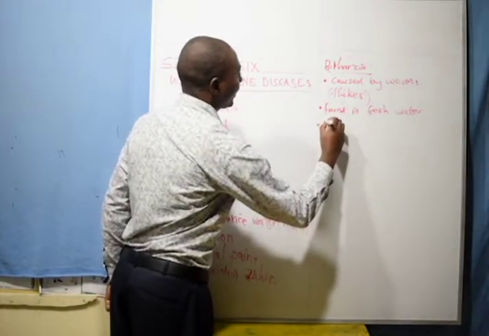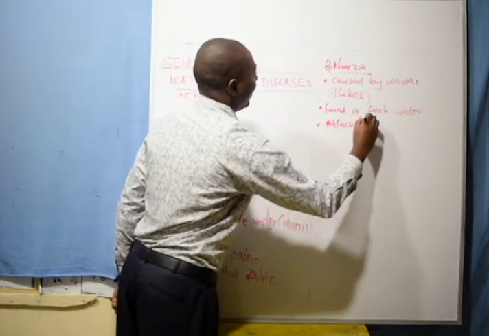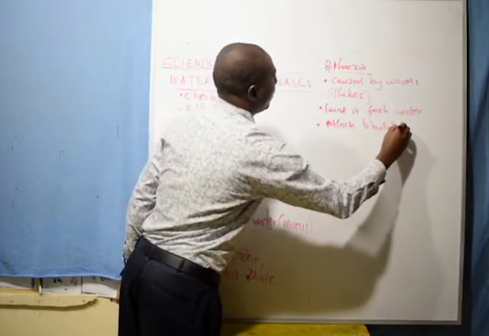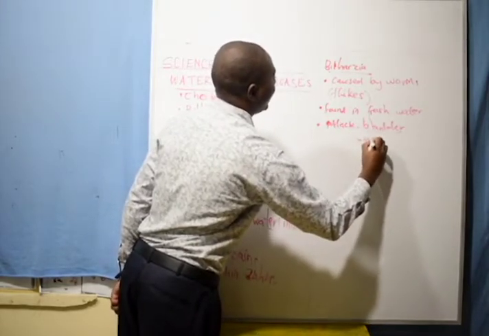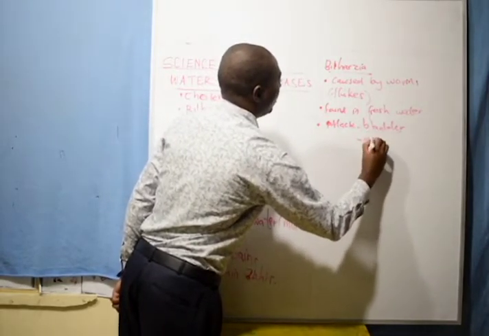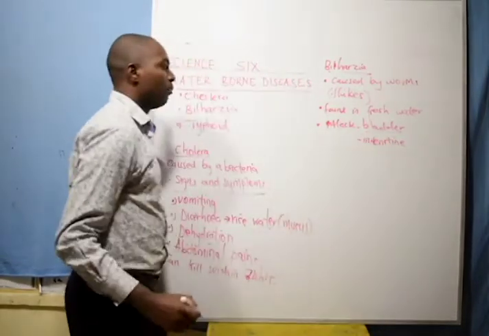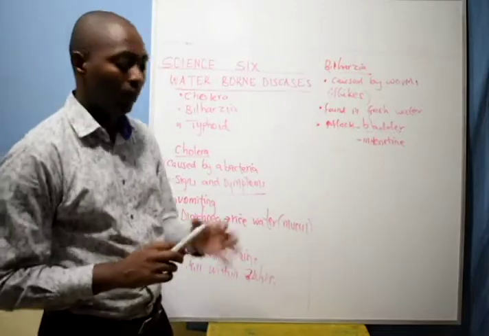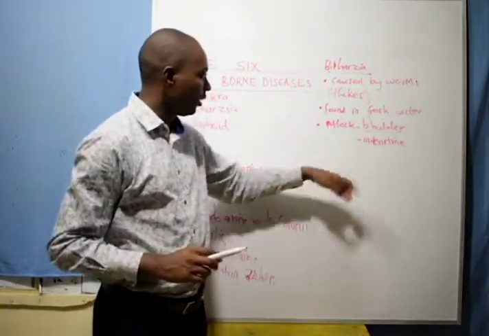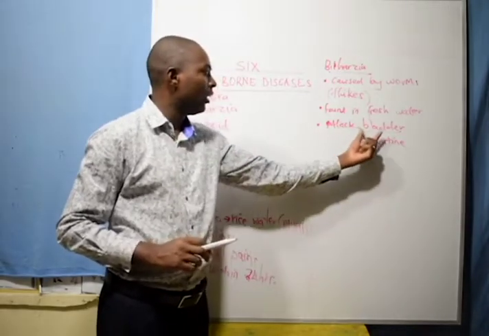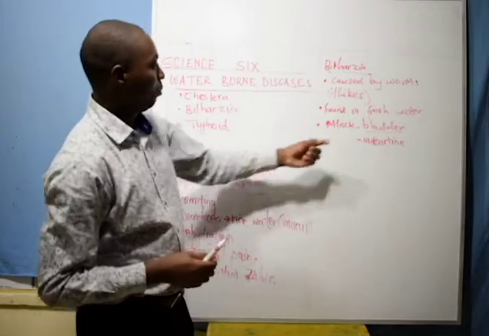The flukes attack the bladder. There are 2 types of flukes. There are those that attack the bladder, and there are those that attack the intestine. Once they attack the bladder, you urinate blood. If the intestine is affected, you have blood-stained stool. If the bladder is affected, you urinate blood.